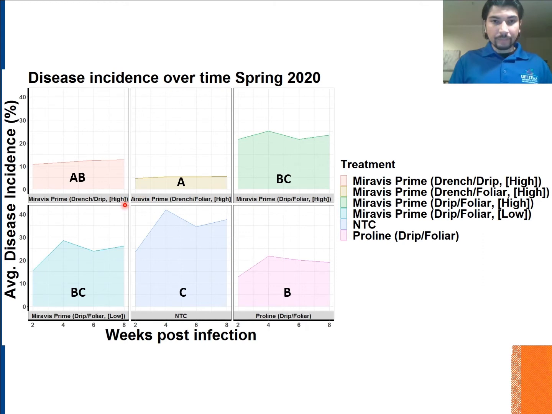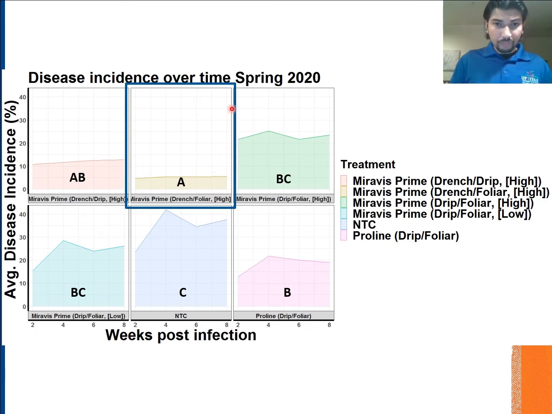But we did repeat in the spring, and we saw some more separations of these different methods of application. In particular, we saw the drench followed up by the foliar application had a significant reduction of disease compared to all other treatment groups. We also saw Proline performed, again, significantly better than control, but significantly worse than the Miravis Prime drench treatments. The Miravis Prime drip treatments, done at the high and low concentration and followed up by a foliar application as we did with Proline, were similar. While the drench applications with Miravis Prime both were more effective than Proline in the spring.